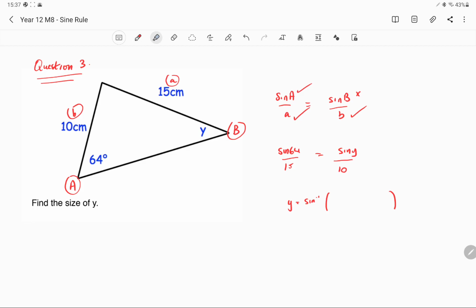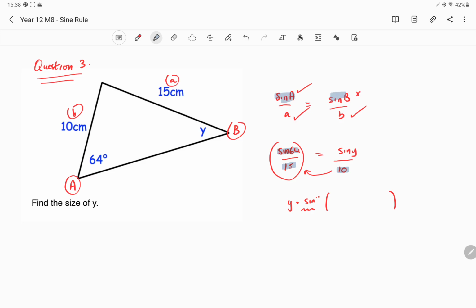So sine of A is sine of 64 divided by side A, which is 15. That's going to be equal to sine of Y, which we don't know, divided by the opposite side, which is 10. Work this out, multiply it by 10, and then take the inverse sine of our answer, and that will give us angle Y.